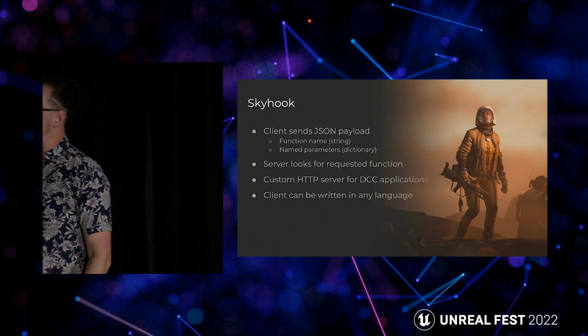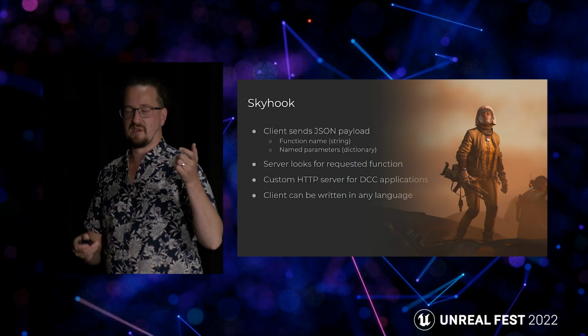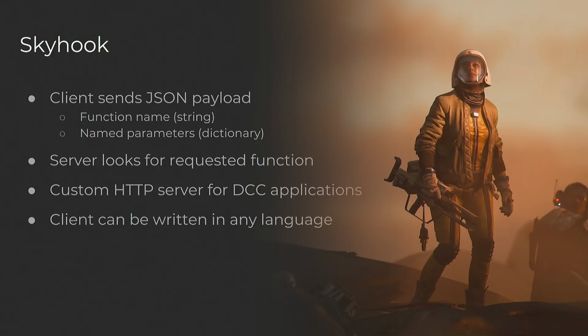And the way it works is basically the Skyhook app just assembles a little URL from a JSON payload. All you need is a function name, which is a string, and a dictionary of named parameters, and those can be anything. And then the server, which runs on your PC, potentially in the remote control API plugin in Unreal, just looks for that function in a Python library and then tries to execute it. So it's very, very generic, potentially even scarily generic. You can do a lot with it, and you can write the client in any language, but you do need an HTTP server to receive those links.